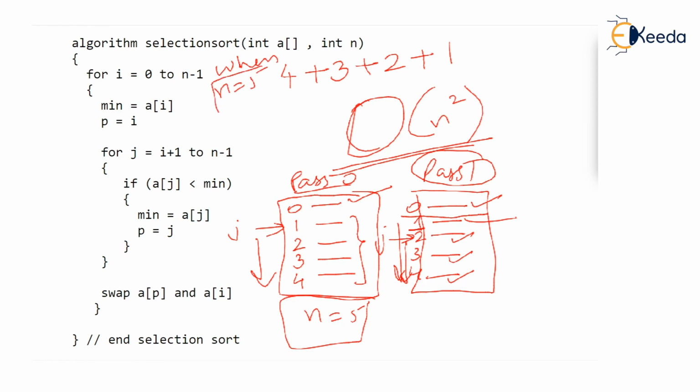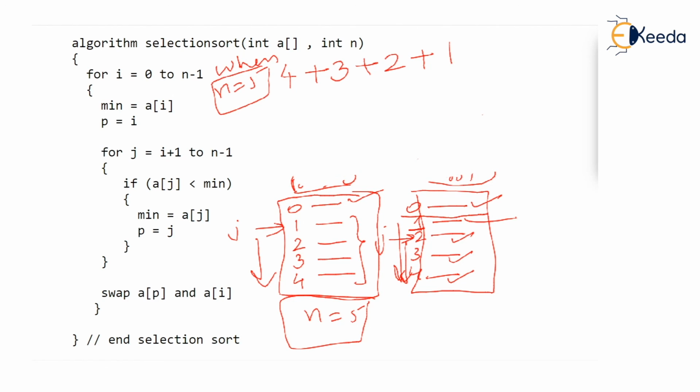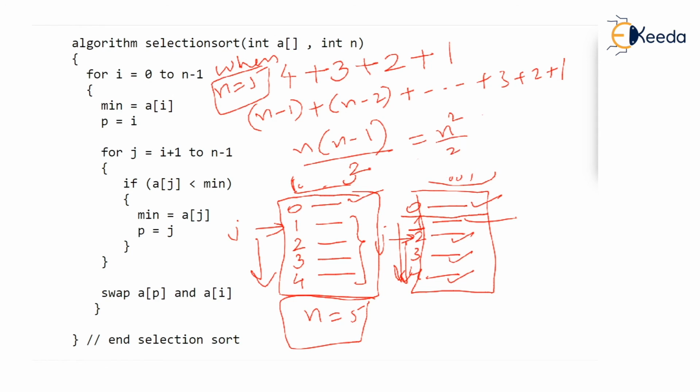So in general, if we have an n element array, then the number of comparisons done will be n minus 1 plus n minus 2 plus and so on down to 3 plus 2 plus 1. This is nothing but n into n minus 1 by 2, isn't it? That is n square by 2 minus n by 2. That can be written as big O of n square. We saw this in bubble sort. So the time complexity of selection sort is also big O of n square.